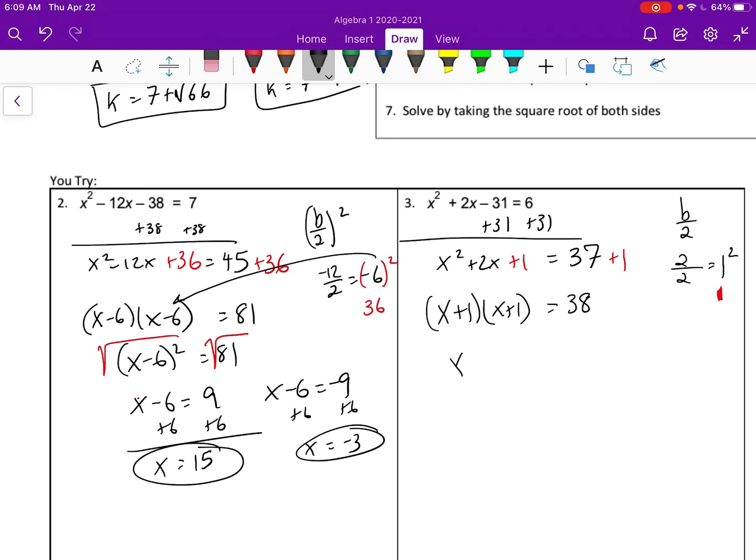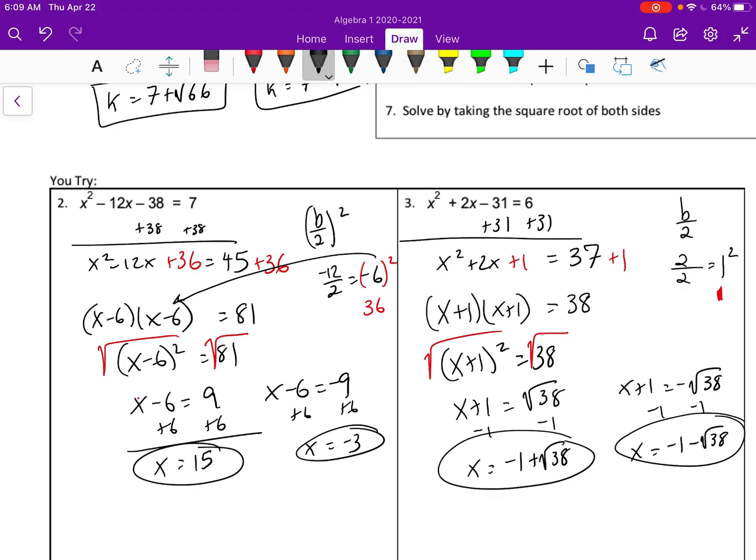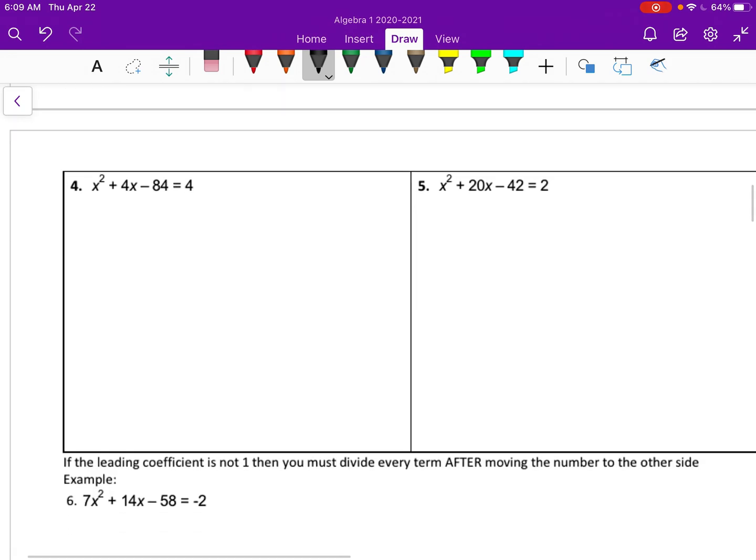All right, these are the same numbers, so I can write them as a perfect square, equals 38. I can take the square root of both sides, and I'm going to get x plus 1 equals positive square root of 38, and x plus 1 equals negative the square root of 38. If I subtract 1 from both sides, I'm going to get negative 1 plus the square root of 38. And over here, I'm going to get negative 1 minus the square root of 38. All right. When you're done with this whole video, I want you to go back and do numbers 4 and 5.